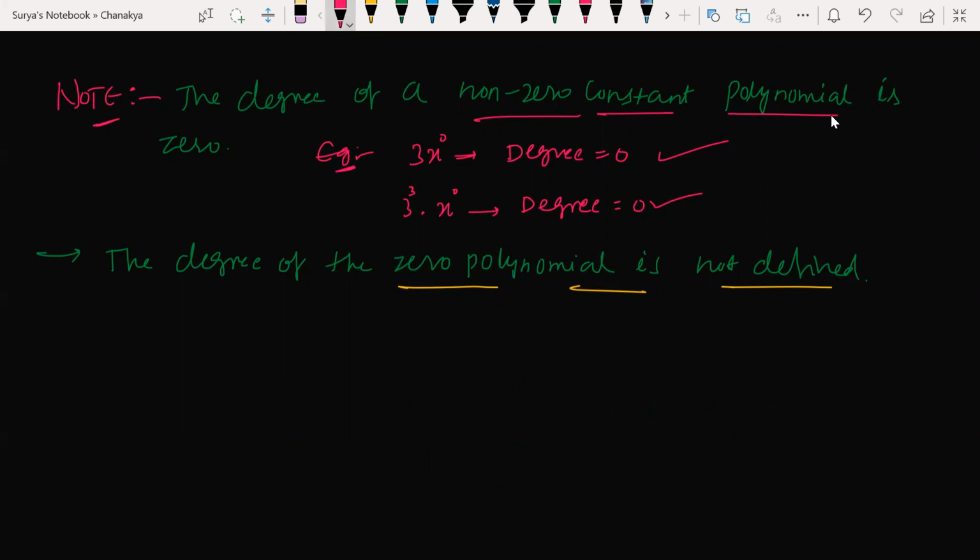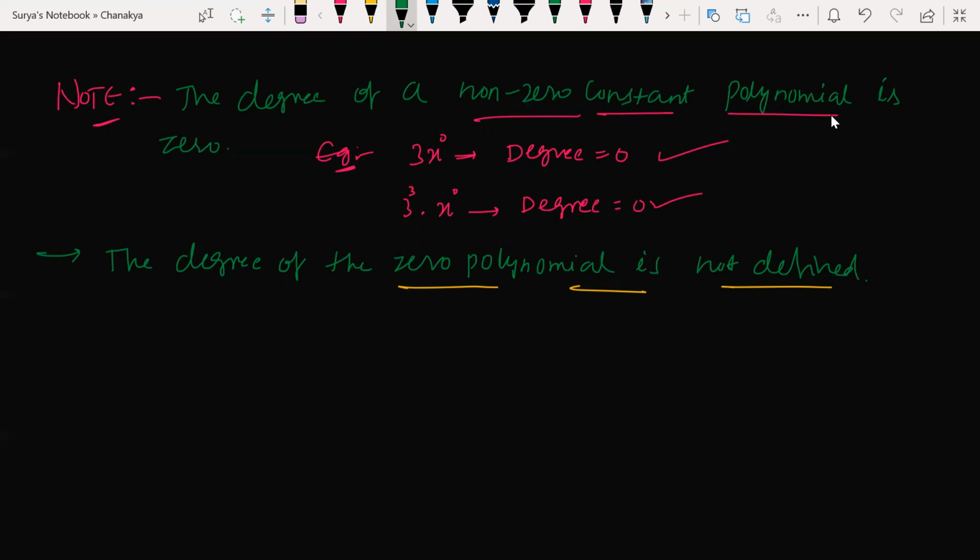Why is it so? Because the degree of the zero polynomial is always not defined. Why? Because the zero polynomial does not even have any terms. Getting my point? Because the zero polynomial has no non-zero terms. Yes, sir, it's only 0. 0 into x is also 0. Look, if I say zero polynomial, why?